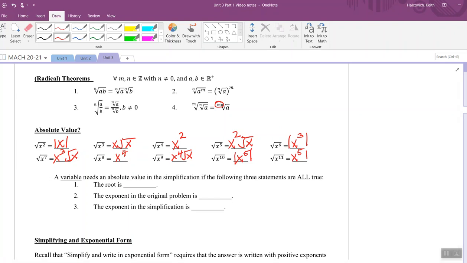Now, when do you need absolute value? Well, you need absolute value when the root is even, the exponent in the original problem is even, but when you simplify it, it is odd. So it's even, even, odd. So like x squared, that's an even radical, even exponent, but then an odd exponent when you simplify. That's when you need the absolute value.